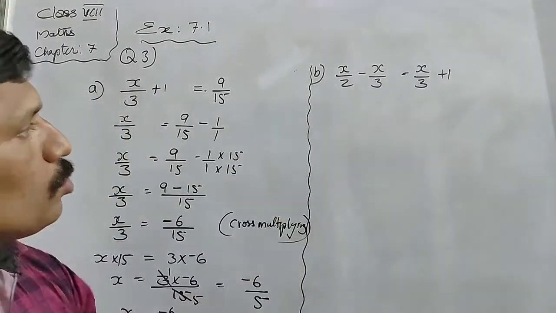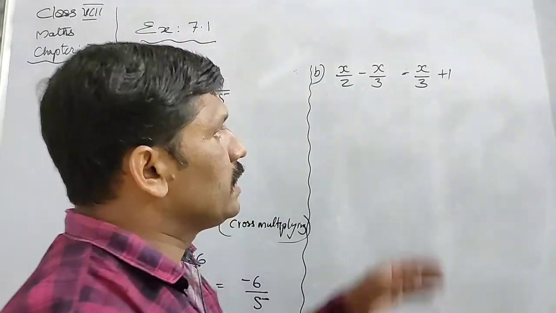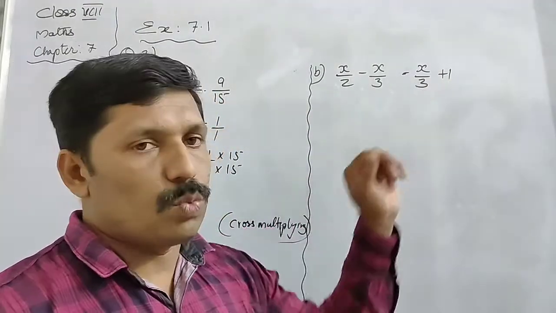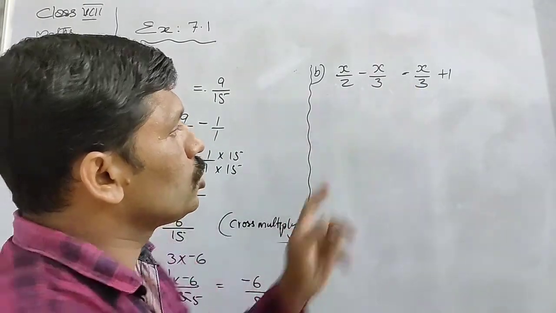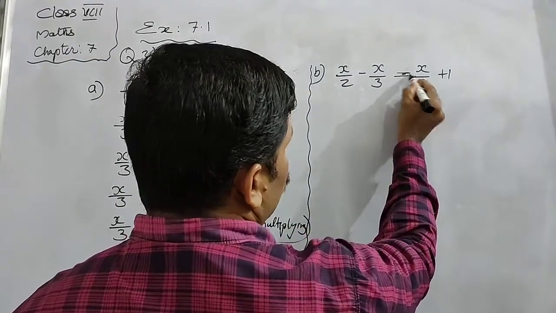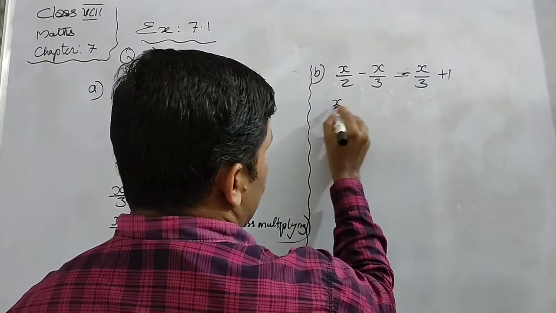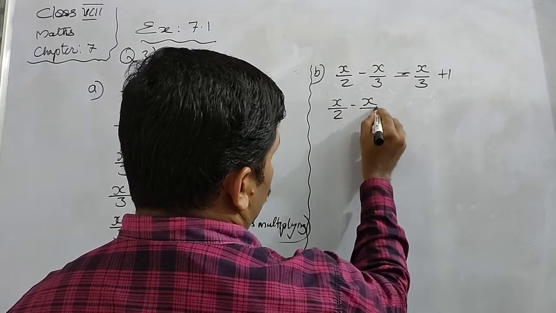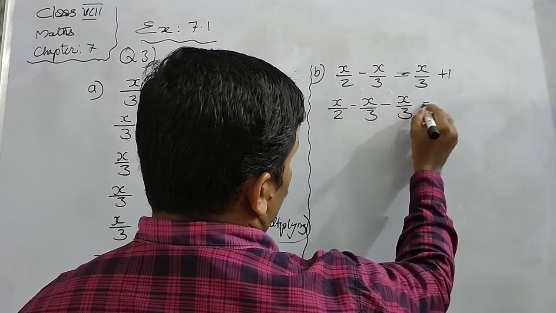Look at the next question, students. Here you can see x upon 2 minus x upon 3 is equal to x upon 3 plus 1. Here students, you can see that the x variable is there on both sides, LHS and RHS. Therefore we take this variable from this side to the other side. So I am going to rewrite x upon 2 minus x upon 3, and this changes to minus x upon 3, that is equal to 1.